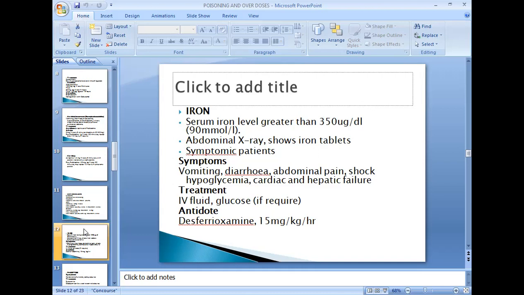Treatment includes IV fluid and glucose to recover hypoglycemia if required. Depending on the assessment, we can also give glucose. The iron antidote deferoxamine can be given at 15 mg per kg per hour.